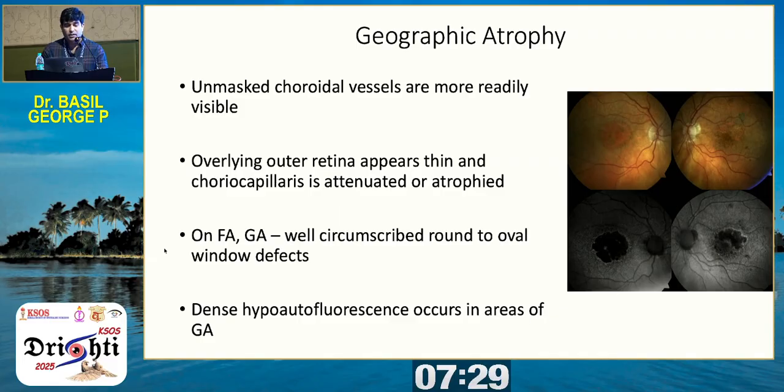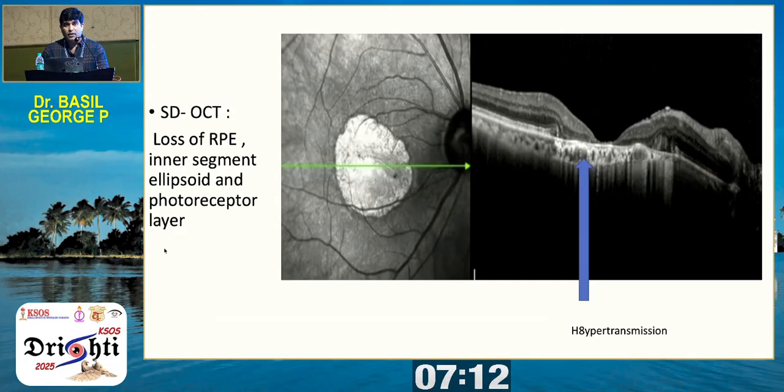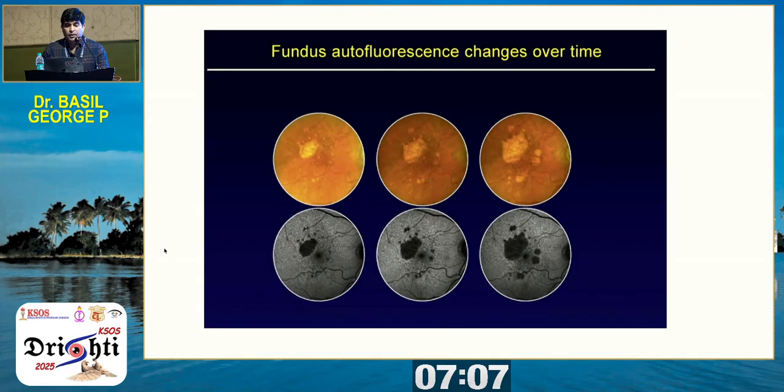On FFA, the geographic atrophy seems to be well circumscribed, round to oval window defects, and there is dense hypoautofluorescence in the area of geographic atrophy. And fundus autofluorescence is a very practical and non-invasive tool to monitor the progression of geographic atrophy. In the SD-OCT, there is a loss of RPE, inner segment ellipsoid, and the photoreceptor layer. And the fundus autofluorescence changes over time. Here you can see that on the left side, this is the earliest sign. And in the course of time, this patch has increased in size, and it becomes bigger, and the geographic atrophy progresses.